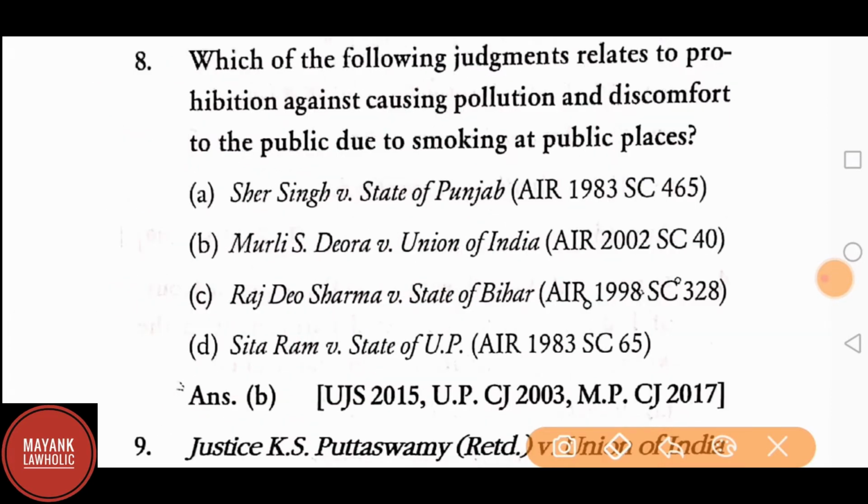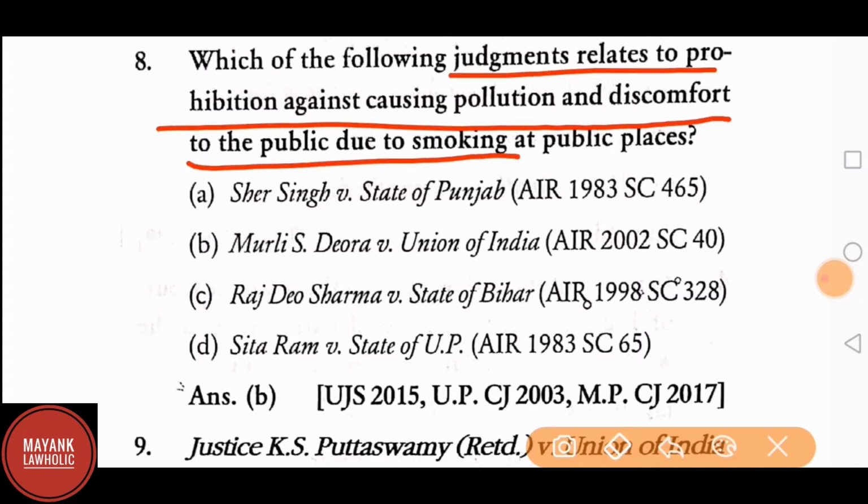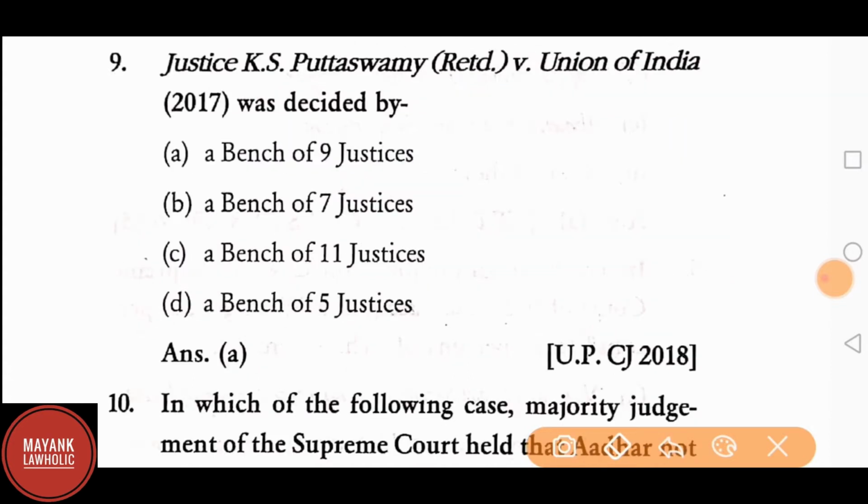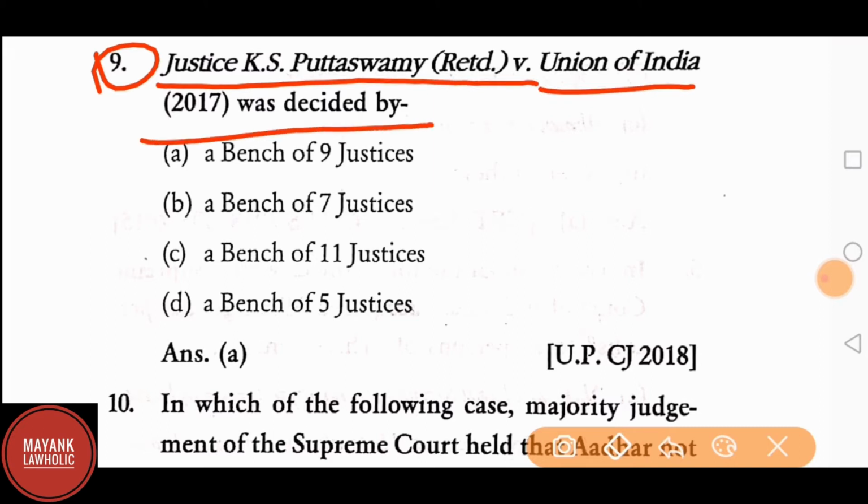Question number 8. Which of the following judgments relates to prohibition against causing pollution and discomfort to the public due to smoking at public places? Answer is B. Murli S. Deora versus Union of India, AIR 2002. Question number 9. Justice K.S. Puttaswamy versus Union of India 2017 was decided by a bench of 9 justices, that is a 9-judge bench. Puttaswamy judgment related to right to privacy.